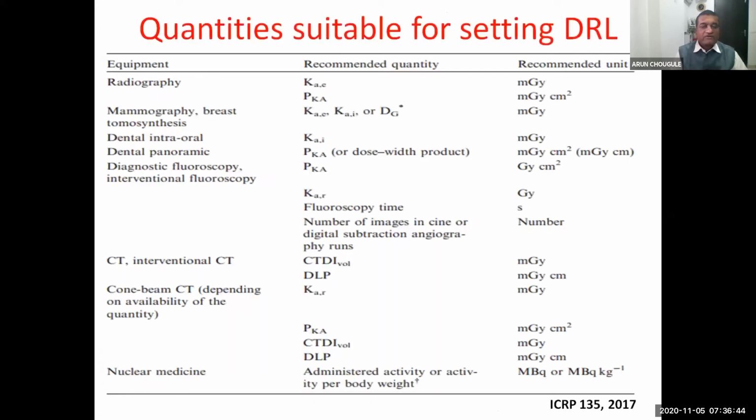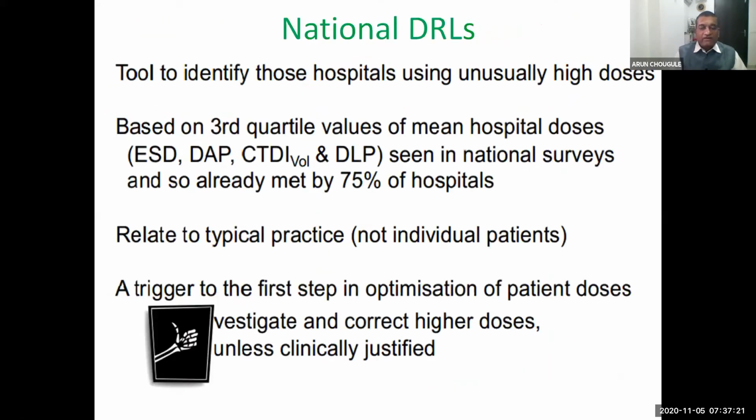I will not go into nuclear medicine. So these are the quantities suitable for setting DRL. For radiography, you can measure the doses in milligray, or with a DAP meter, milligray centimeter square. That is the dose area product. For CT and interventional procedures, CTDI or DLP, and for nuclear medicine, it is the quantity of radioisotope in becquerel, megabecquerel, or becquerel per kg weight that is to be used, and this is as per ICRP report 137. So it is a tool to identify those hospitals usually using high doses based on third quartile values, mean hospital doses, ESD, DAP with a DAP meter or CTDI, seen in national surveys and so already met by 70% of the hospitals.